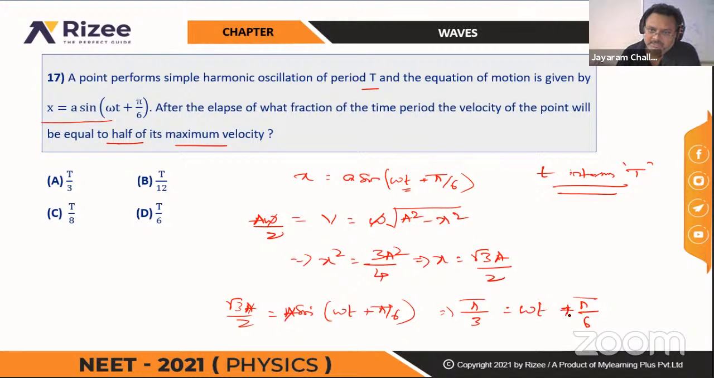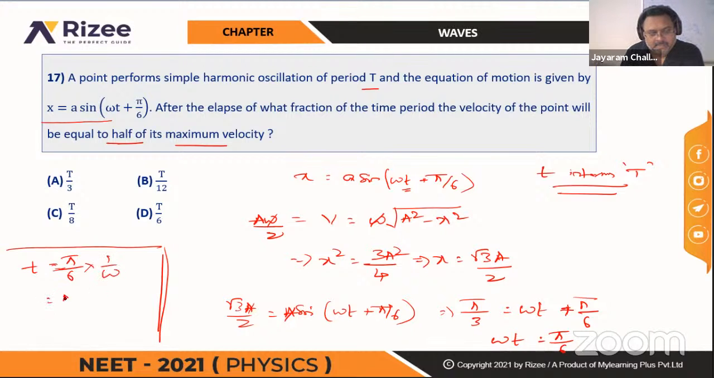So when we solve this, we get ωt = π/6. Now replace your ω here. So t = π/6 × 1/ω. ω can be written as 2π by time period. So 1 by 2π, and π will cancel. This is T/12. So this should be your answer.